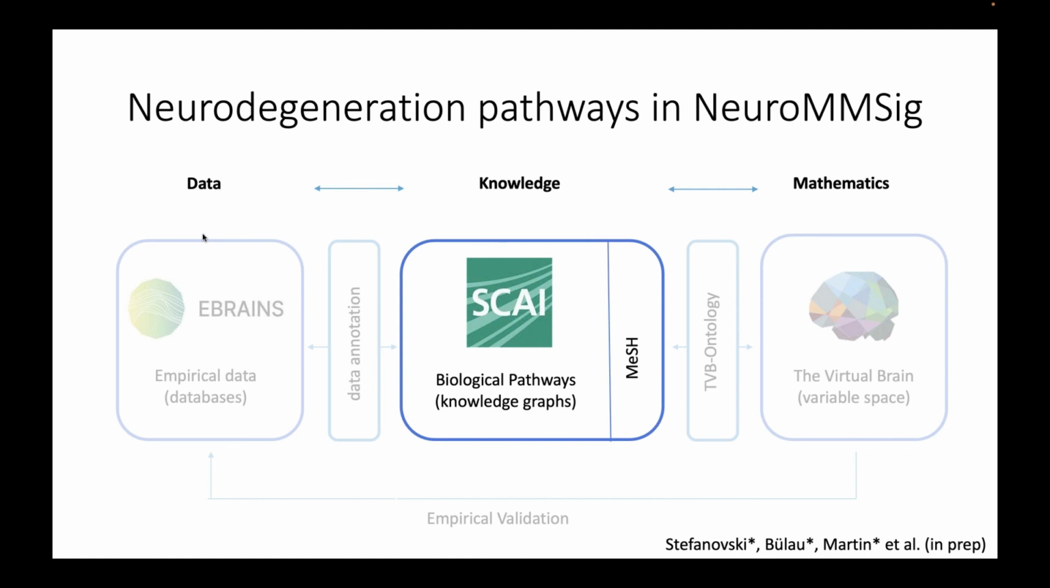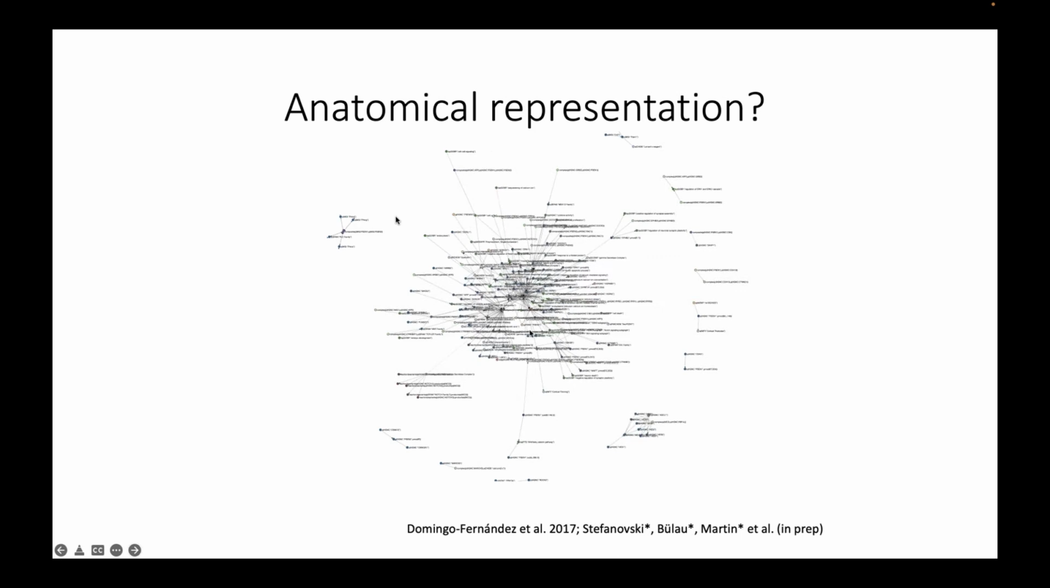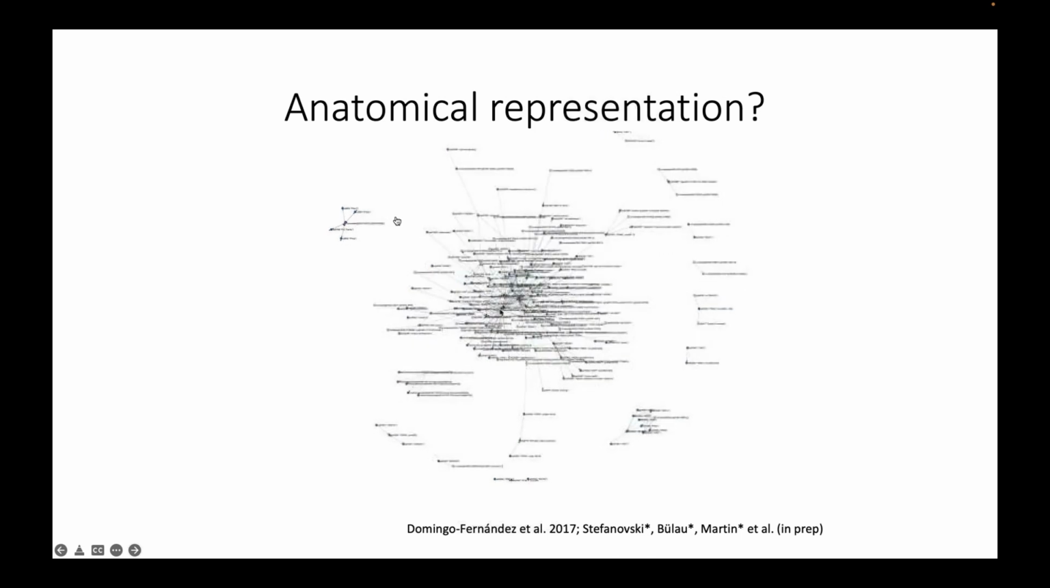And one of our partners, the Fraunhofer Institute of Scientific Computing, has developed one knowledge graph for neurodegeneration, so for Alzheimer's disease, Parkinson's disease, and also for epilepsy, which is called NeuroMMSIC. And this contains all this information. And we wanted to make this usable for brain simulation. But to use this, we need a spatial anchoring.